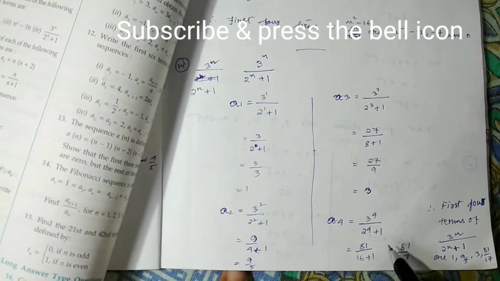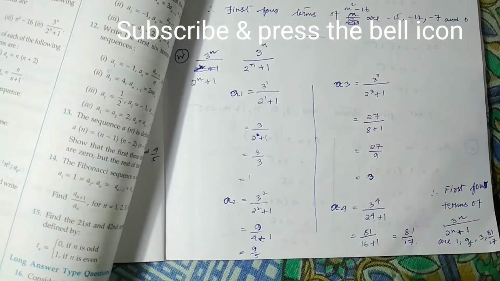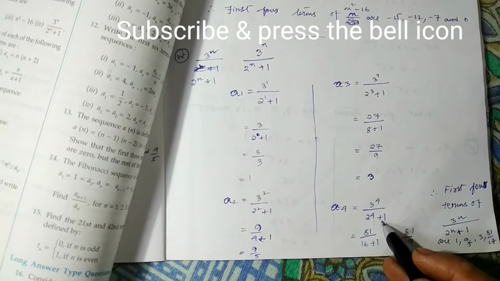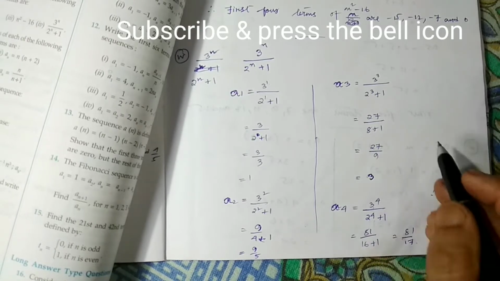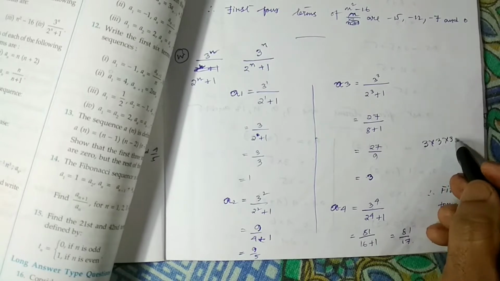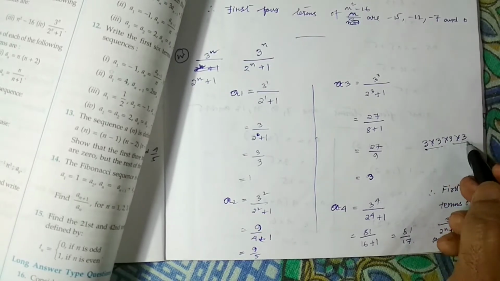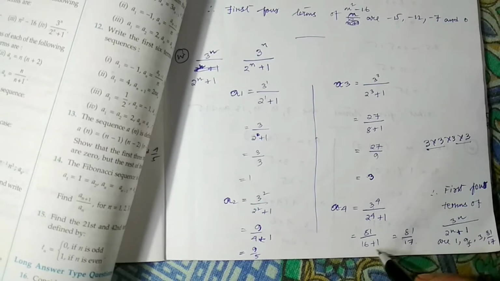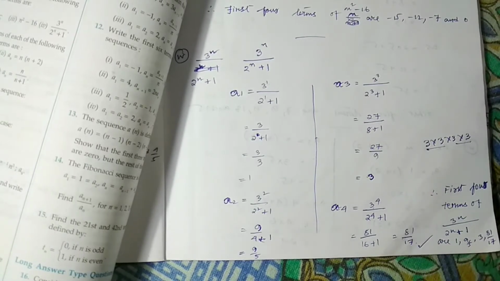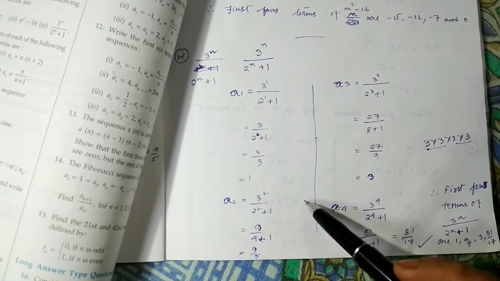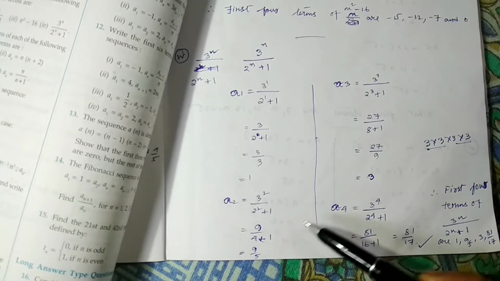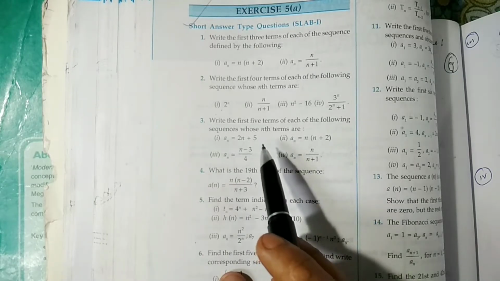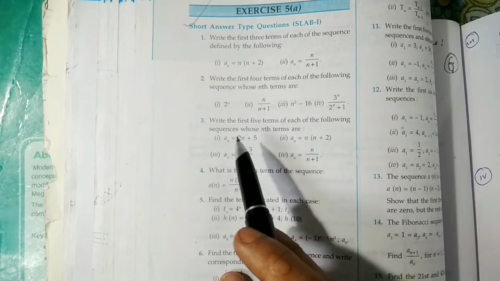And the fourth term will be, if you take n equals 4, we are going to get 3 to the power 4 divided by 2 to the power 4 plus 1. 3 to the power 4 means 3 into 3 into 3 into 3. That means 9 times 9 is 81. 2 to the power 4 is 16. 16 plus 1. So it is 81 by 17. Therefore, the first 4 terms are 1, 9 by 5, 3 and 81 by 17. As question number 3 is quite similar to question number 2, I am not showing question number 3.